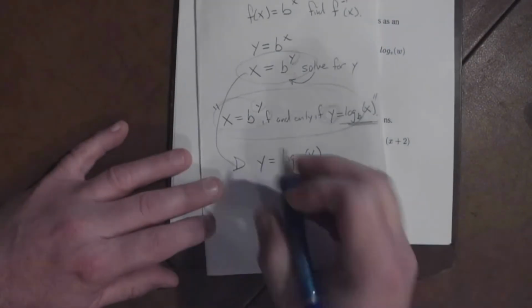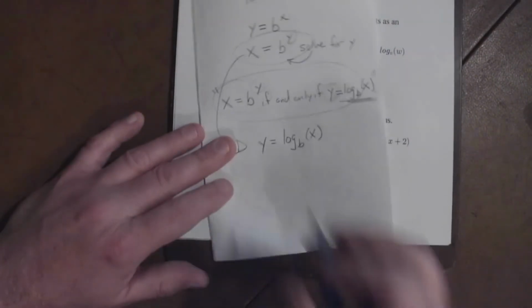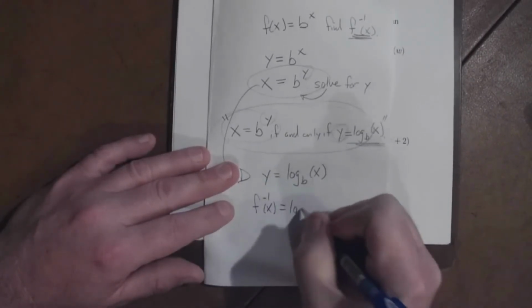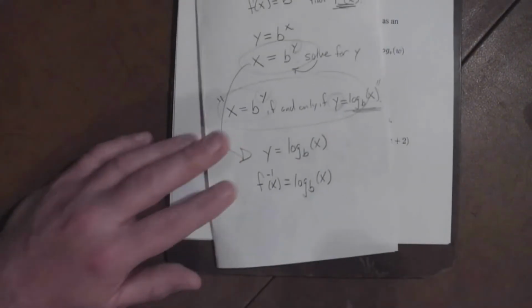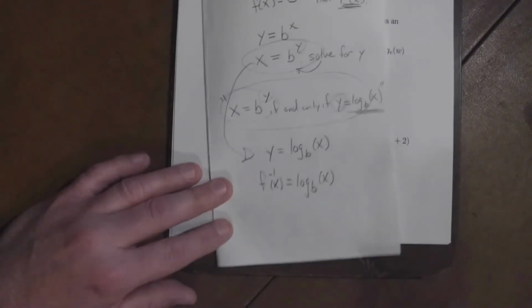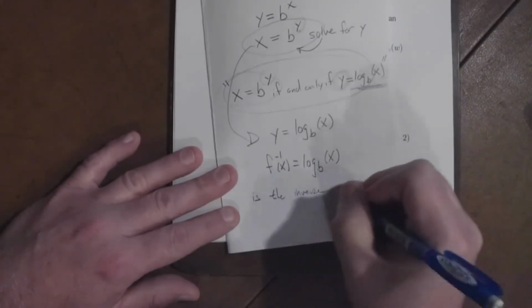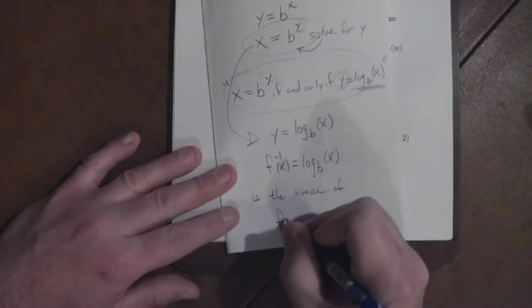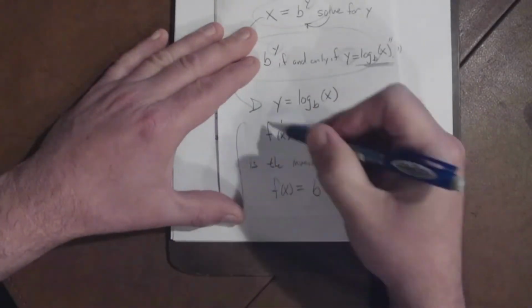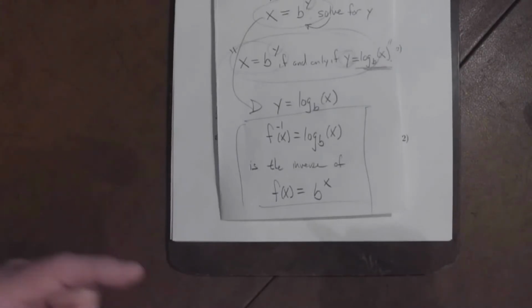And we know in our process of finding inverses, if we're looking to find this inverse up here, we're just going to replace the y with our inverse notation. Once we have solved for y, we have this inverse notation, and what we're able to say is f inverse of x equal to log base b of x is the inverse of f of x equals b to the x. They are what we call in an inverse relationship with one another.